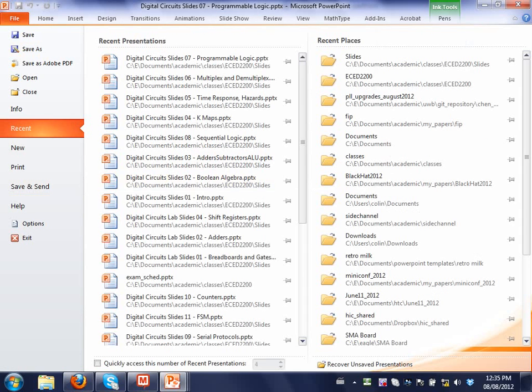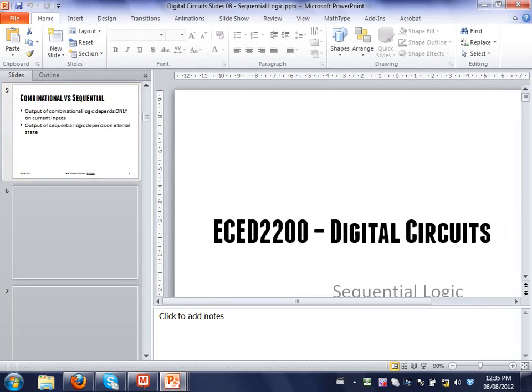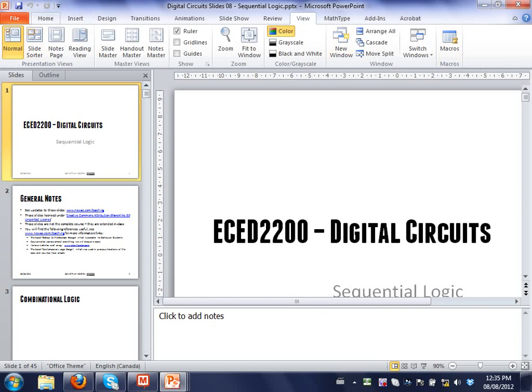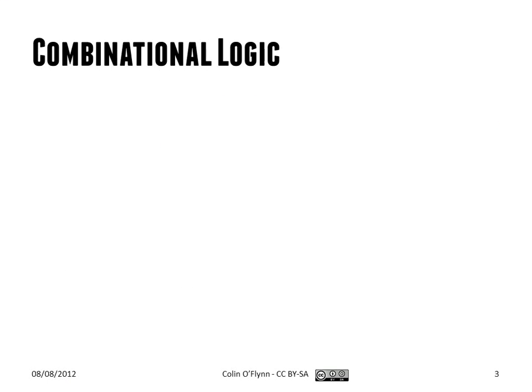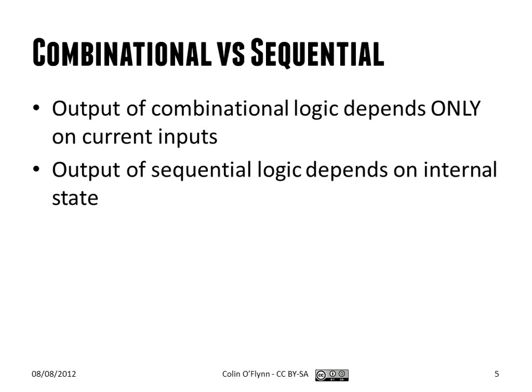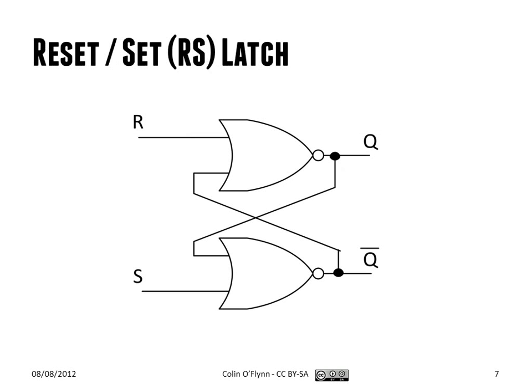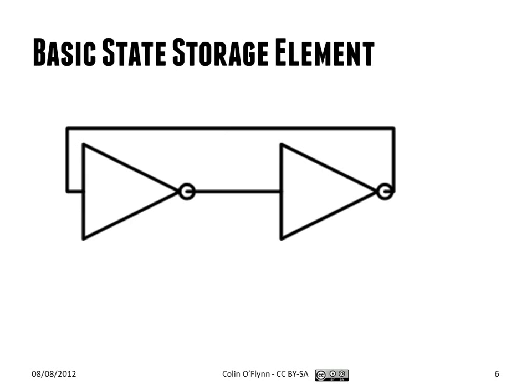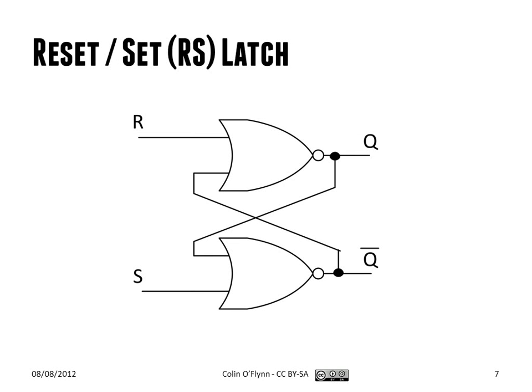So the final thing I'll go over today is I'll start to introduce sequential logic, as Friday will sort of be everything else, finite state machines. The most basic element of sequential logic is anything that depends on state. So not just the current input, but the current input and some state information. To do this, we need a way to hold data. So we have a reset set, RS latch.